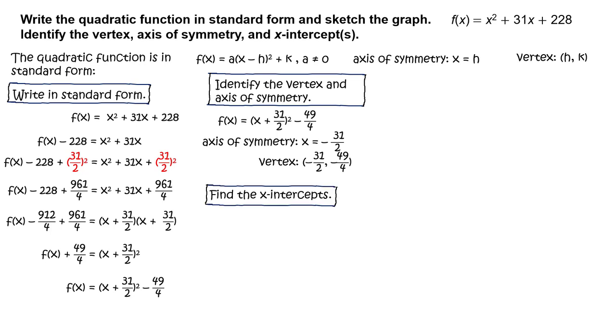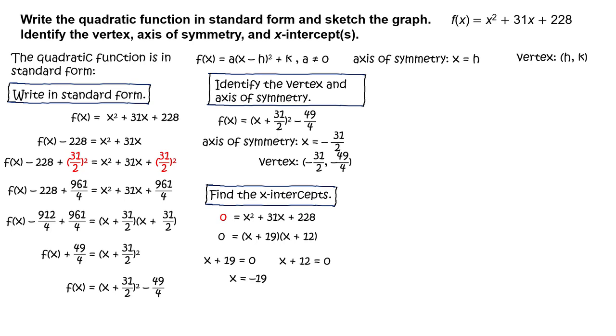Find the x-intercept. In the original quadratic function, substitute 0 for f of x and solve the resulting equation for x. 0 equals x squared plus 31x plus 228. Factor the expression on the right side of the equation. 0 equals the quantity x plus 19 times the quantity x plus 12. Set each factor equal to 0 and solve for x.